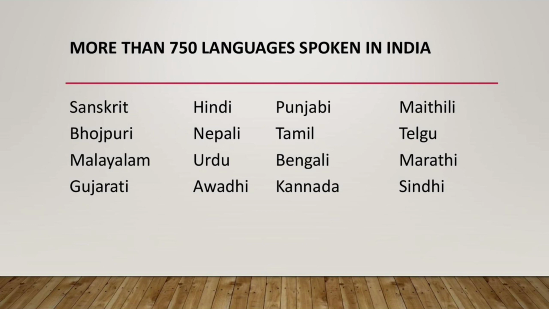Languages such as Hindi, Punjabi, Maithili, Bhojpuri, Nepali, Urdu, Bengali, Marathi, Gujarati, they all come from Sanskrit. Other native languages of India are Tamil, Telugu, Malayalam, Kannada, etc. Because of the military and political dominance, English assumed not only the role of administration and diplomacy, but also that of lingua franca among the people.